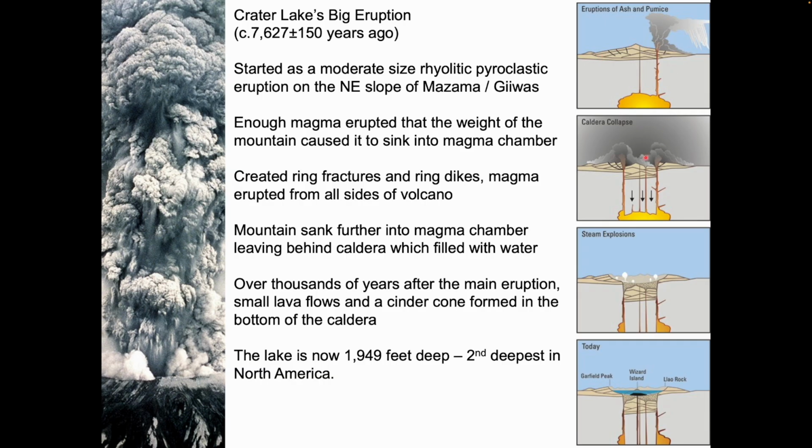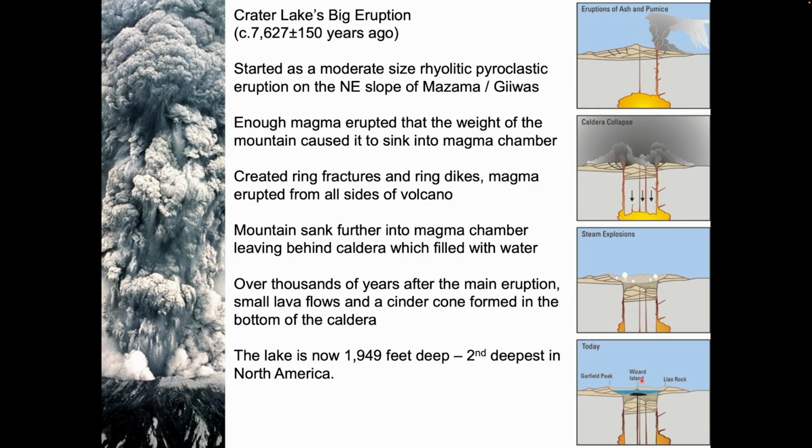Enough magma erupted from this volcanic eruption that the weight of the mountain caused it to sink downward and collapse into the magma chamber through ring fractures that formed around the perimeter of the volcano. We call these ring fractures and ring dikes once magma intrudes into those fractures and begins to erupt. The mountain summit sank further and further into the magma chamber, which left behind a caldera that later on filled with water, over 1,900 feet of water in the case of Crater Lake.